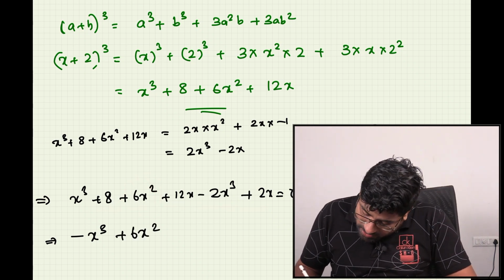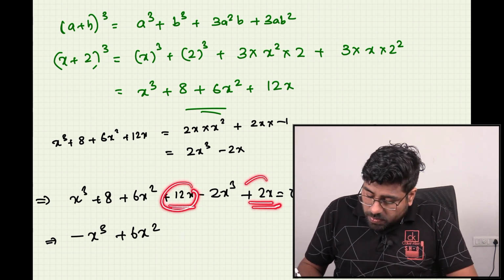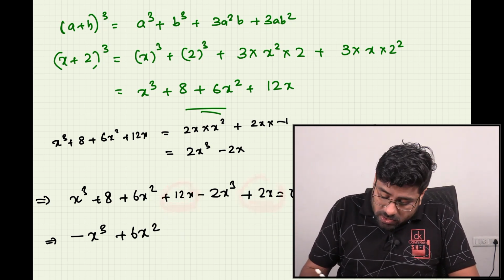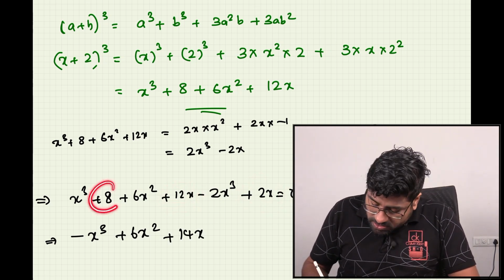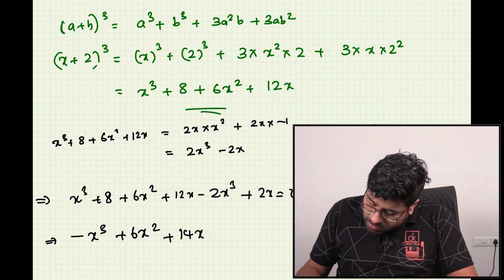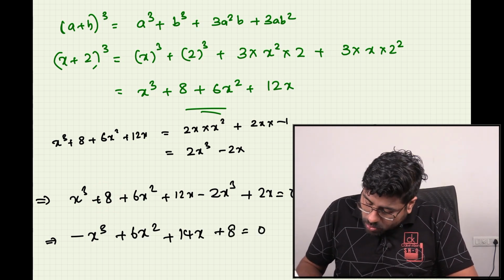Next you will look for the x term. You can see a plus 12x and a plus 2x. So plus 12 plus 2 is going to be plus 14, so that is going to be plus 14x. Now you have a constant term which is 8. We have only one constant term, so that is going to be plus 8 is equal to 0.